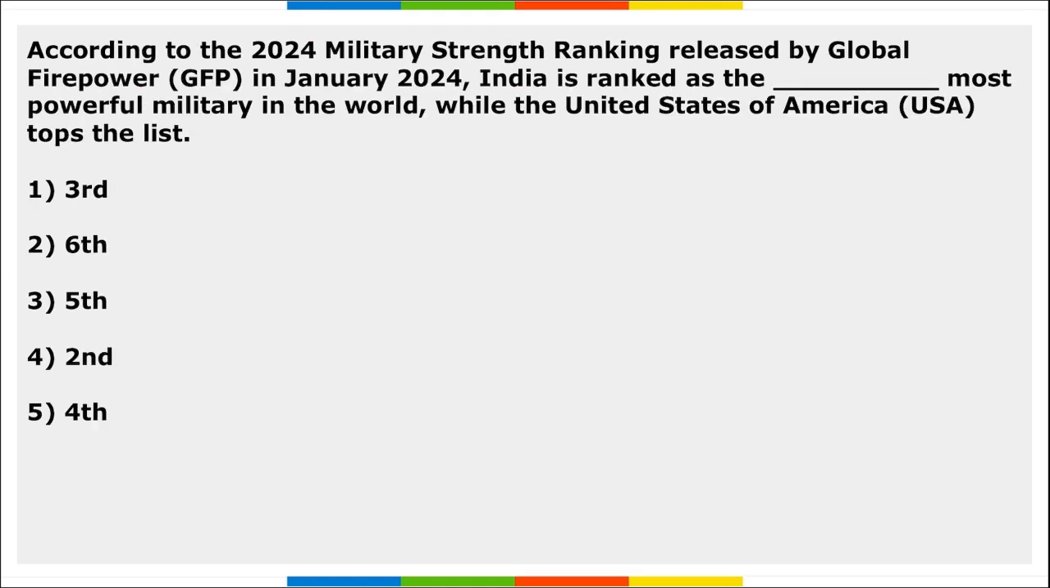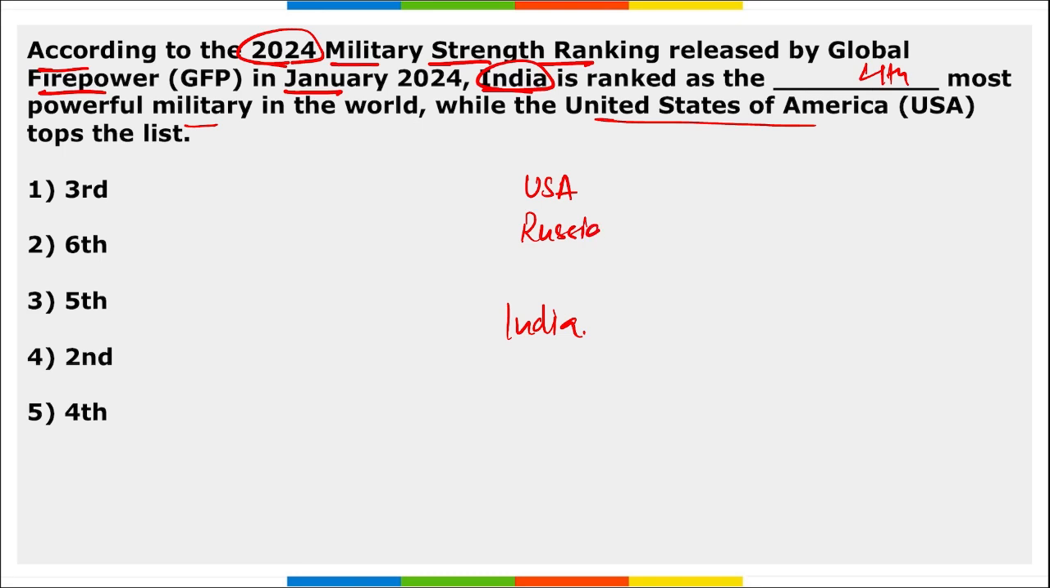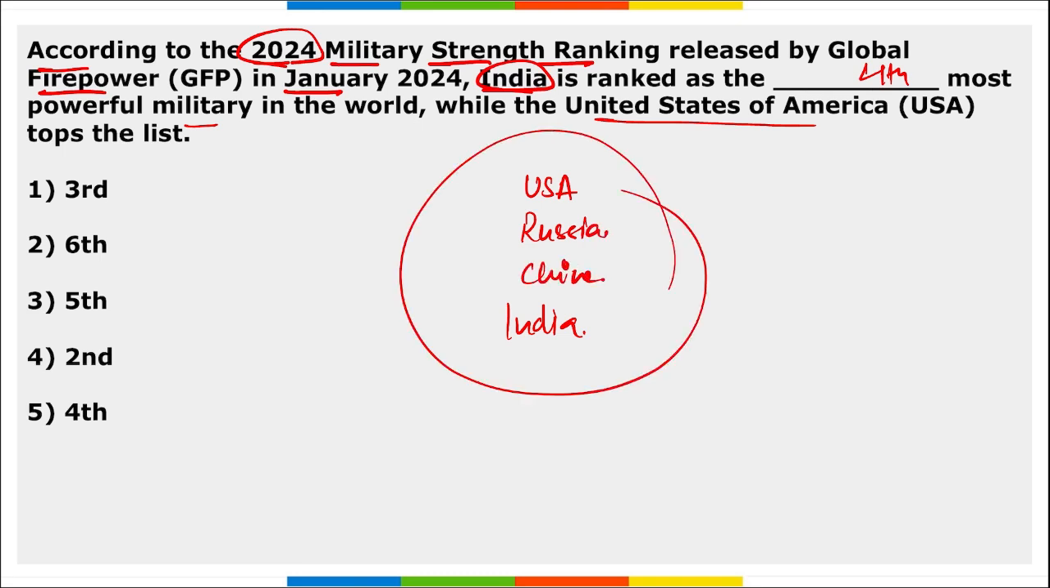Next, according to 2024 military strength ranking released by Global Firepower in January, India is ranked as the fourth most powerful military in the world, whereas USA secured the top position. USA on top position, right? Then India is on fourth position. Then USA is followed by Russia. Then China, and fourth position is with India. So right option is option 5.